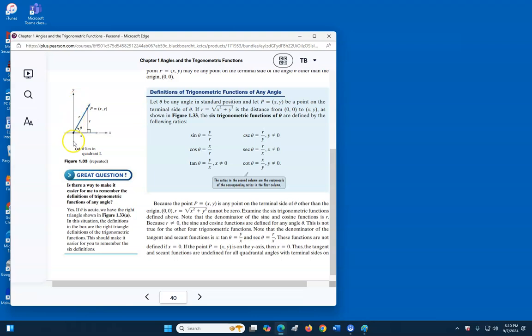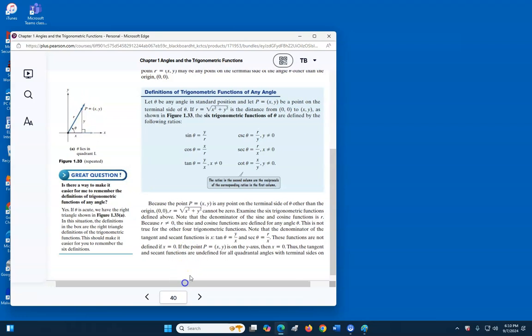So, here's a picture of it, angles in standard position. Here's the initial side. Here's the terminal side. You got your point here. You got x and y. You got theta and r as this distance. So particularly, we're looking at the cosine of theta. It's defined to be x over r.